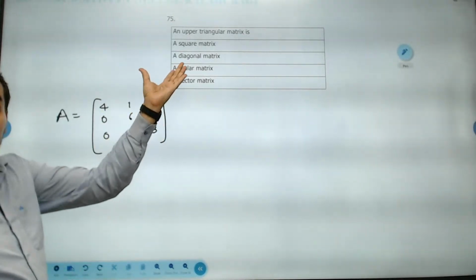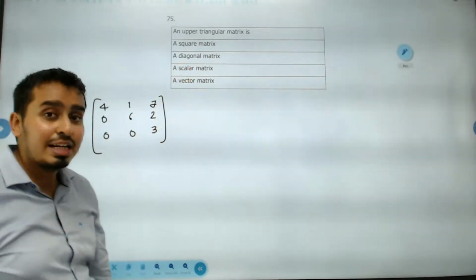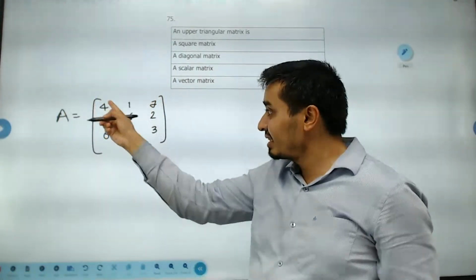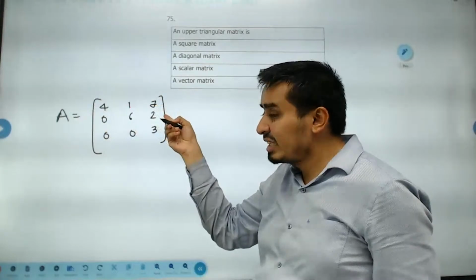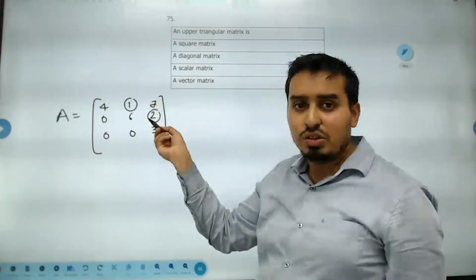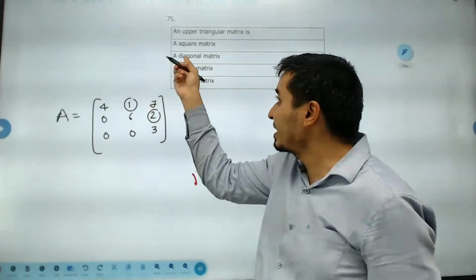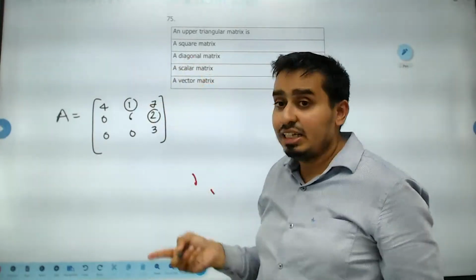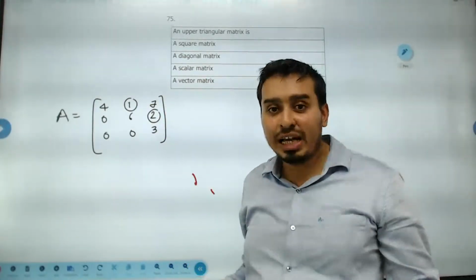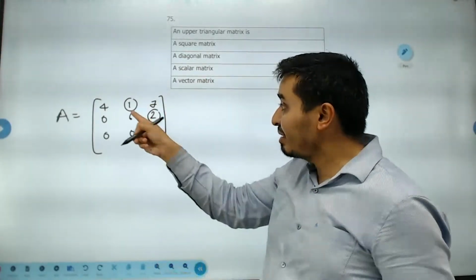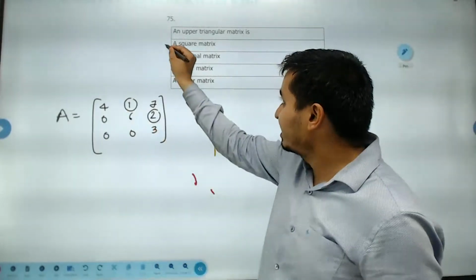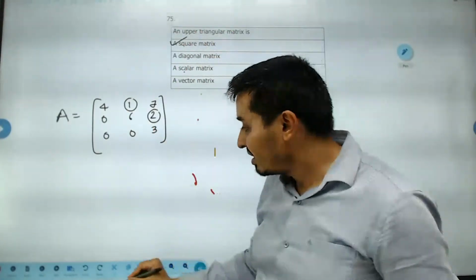An upper triangular matrix may not necessarily be a diagonal matrix, because a diagonal matrix is a matrix whose non-diagonal elements are 0, but that's not necessary here. See, this is a diagonal, but all the non-diagonal elements are not 0. Like you have 2 here, you have 1 here. So these are non-diagonal elements, so they're not 0. So this is not a diagonal matrix. Then it can't be a scalar matrix, because a scalar matrix is a type of diagonal matrix where the diagonal elements are equal. There's nothing like a vector matrix, so the answer is option A.